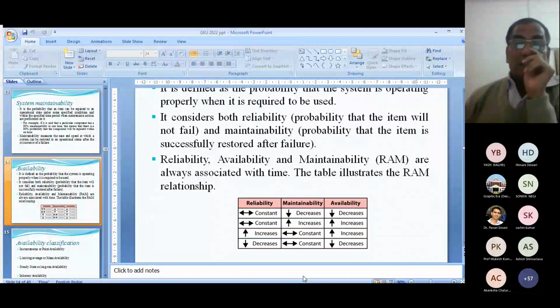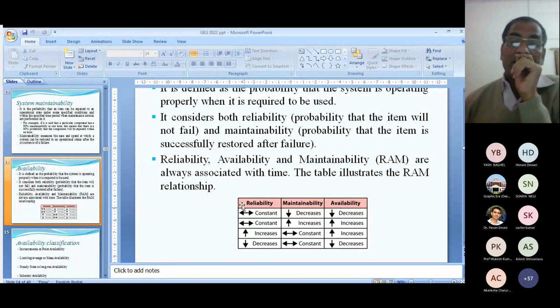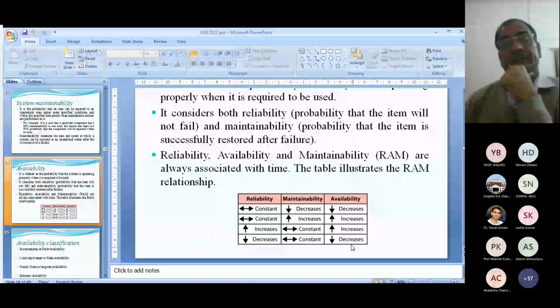If we see all these three key factors: if the reliability of any system is constant and maintainability decreases, then the availability will decrease. If the reliability is constant and maintainability increases, then the availability will also increase. If the reliability is increasing and the maintainability is constant, then also the availability will increase. If the reliability decreases and maintainability is constant, then the availability of the system will also decrease.